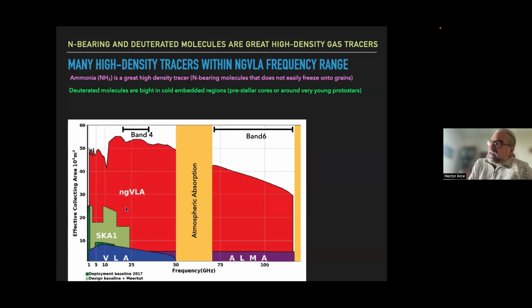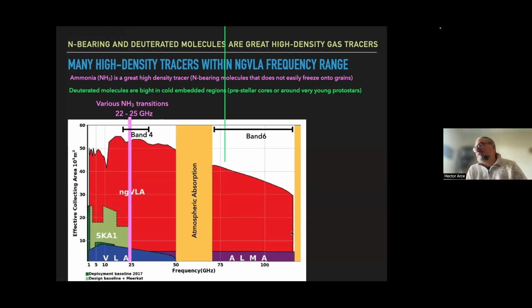And the range of frequencies that we'll observe will go from what is planned for the SKA, the Square Kilometer Array, which will be in Australia and South Africa, as well as the VLA, but it will extend all the way to the lower frequencies of ALMA. So it will go from about 1 gigahertz all the way to 112 gigahertz.